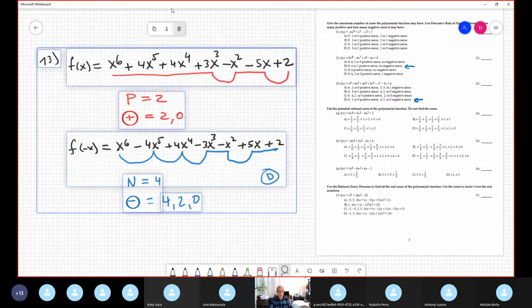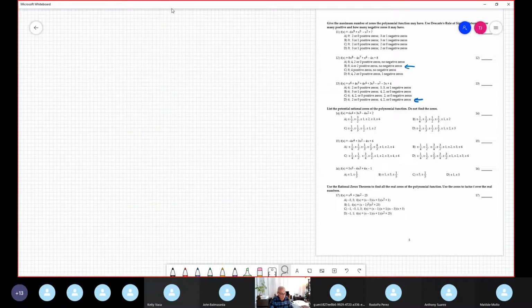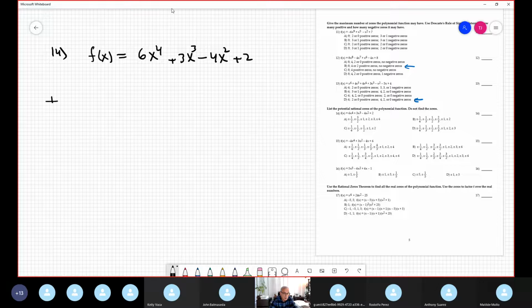Okay, let's move on to determine the rational potential zero of the polynomial, no? Entonces, remember, it's plus or minus p divided by q. Okay, who is p, who is q? Suppose f of x is equal 6x to the 4th power plus 3x to the 3rd power minus 4x to the 2nd power plus 2. And the formula is plus or minus p divided by q. And who is p? This is p. And who is q? This is the q.